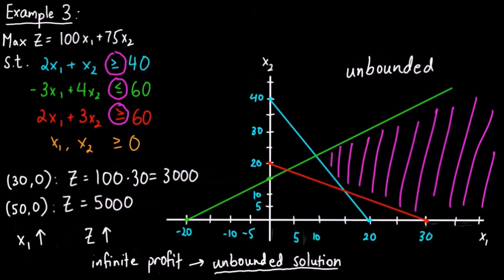Just as a side note, if this was instead a minimization problem, we would have an optimal solution and it would occur at one of the boundary points of this feasible region. Just to recap, we covered 3 examples of irregular linear programming problems. We did an example with multiple optimal solutions, an infeasible problem, and an unbounded problem.